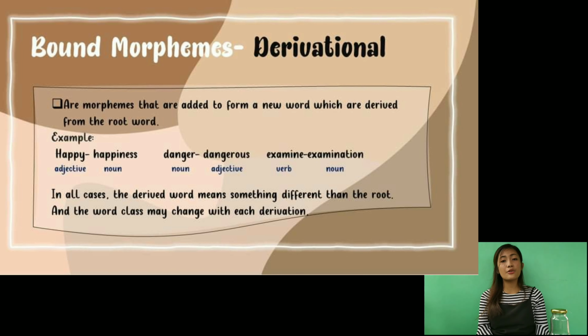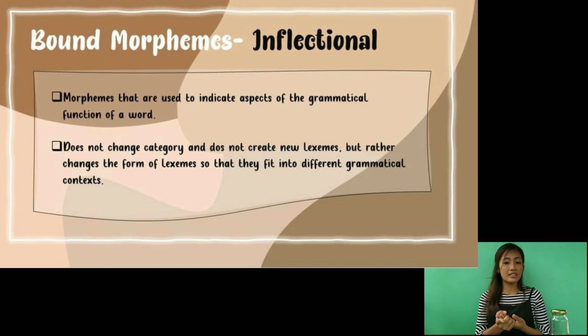So in all cases, the derived word means something different than the root, and the word class may change with each derivation. For example, if that certain word is a noun, if we add a derivational morpheme, it may become another word class. For example, it becomes an adverb or it becomes an adjective. So do you get me? Okay. Now let's proceed to the next one, which is the inflectional morpheme.